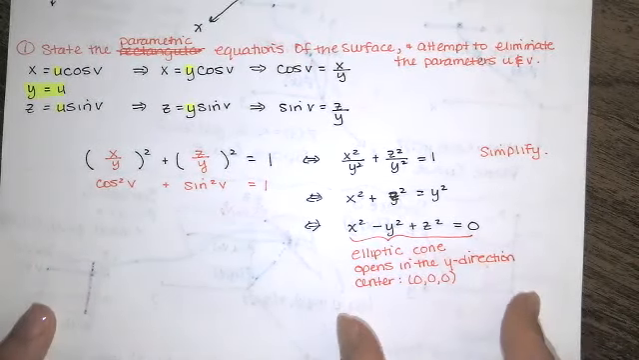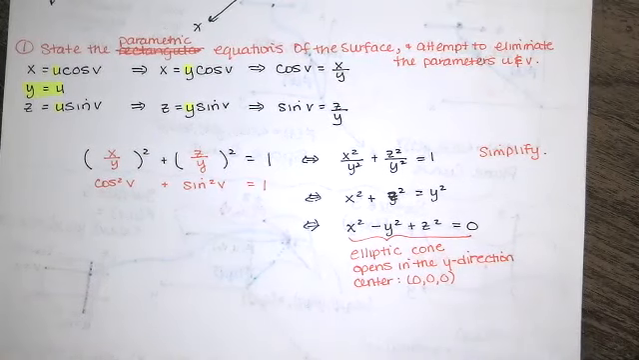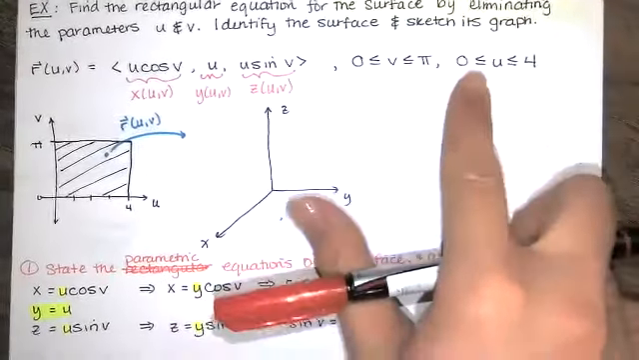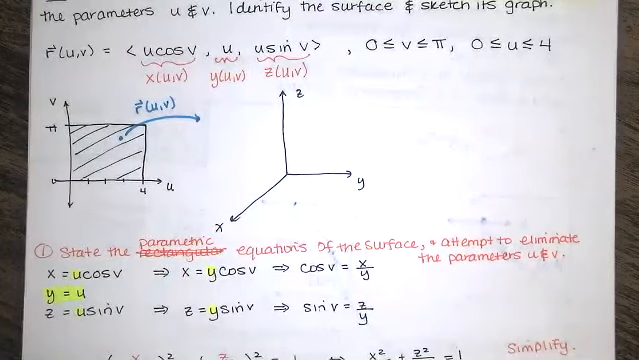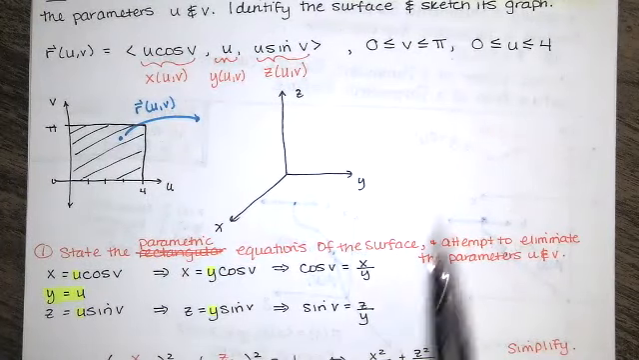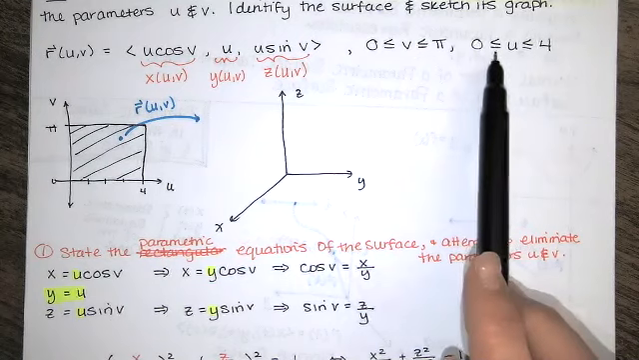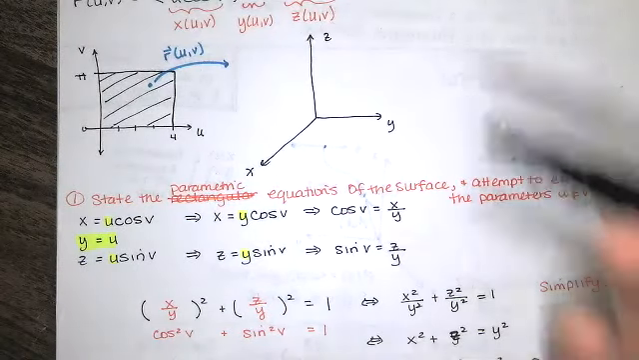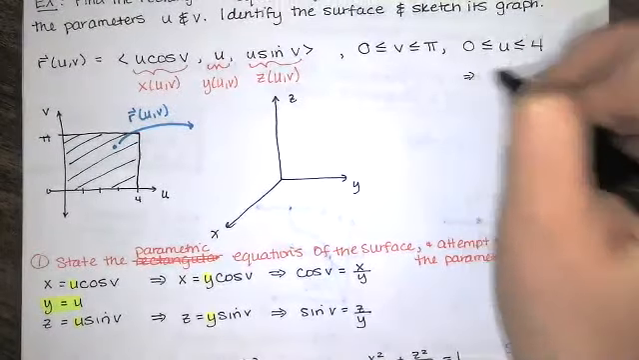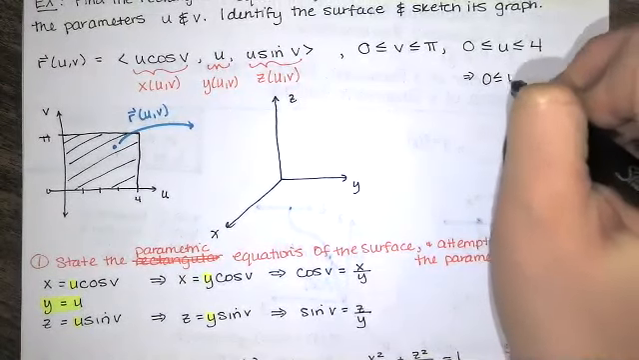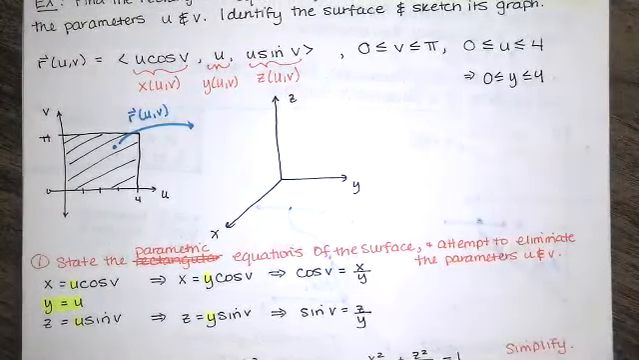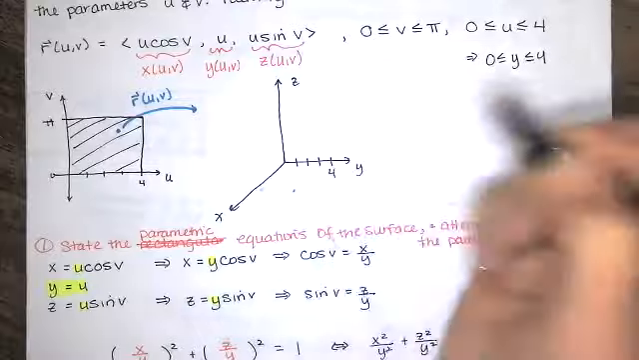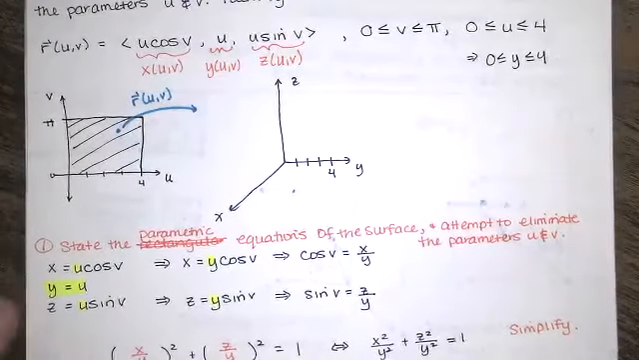Now, it turns out we don't get the whole cone, we only get part of the cone. In order to figure out which part of the cone, we need to look at these requirements on the two parameters over here. Well, this one is the most telling, I think. U goes between 0 and 4, and y is equal to u. So that means that y must range from 0 to 4, because y and u are the same thing. Okay, so I've got a cone. Y ranges from 0 to 4. It opens on the y-axis, so it's generally going to look like that.